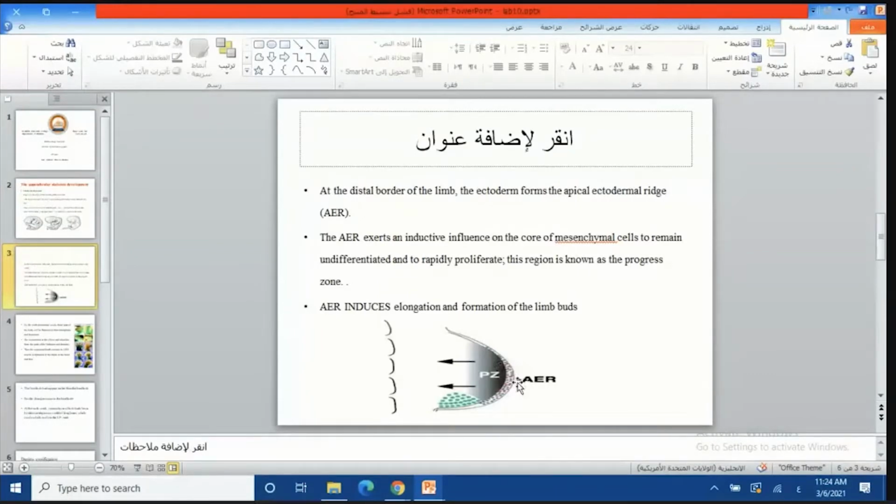They will remain undifferentiated, but they rapidly proliferate. And this region is well known as the progress zone. So we will say generally that these apical ectodermal regions induce elongation and form the limb buds. They saw that if they cut this region, the elongation and formation will stop. Whenever it is present, the elongation and formation of the limb buds will continue.